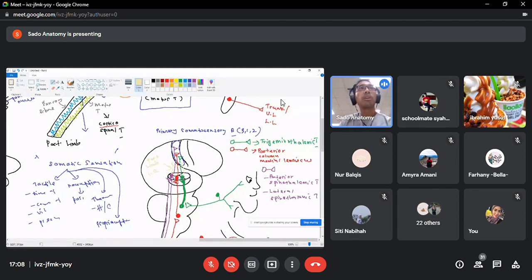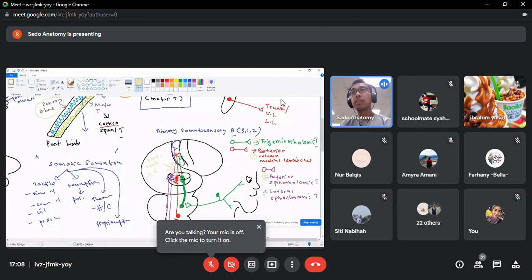If I ask all of you what kind of sensory tract passes through your posterior limb of the internal capsule, straight away you can answer me. Number one, trigeminothalamic tract. Number two, posterior column medial lemniscus tract. Number three, anterior spinothalamic tract. And number four, lateral spinothalamic tract, class. Okay, I think that's all, class.